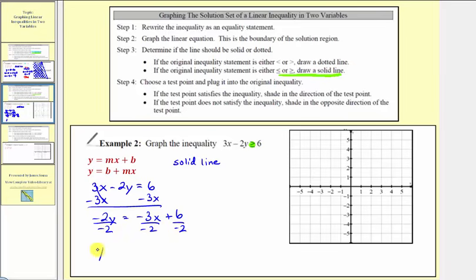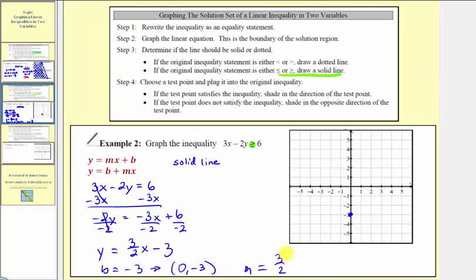we have the equation y equals positive 3 halves x, and this would be plus negative 3 or just minus 3. So notice here b is equal to negative 3, which means the vertical intercept is the point 0, negative 3, and the slope is equal to positive 3 over positive 2. So we'll go ahead and plot the vertical intercept of 0, negative 3, which is here.